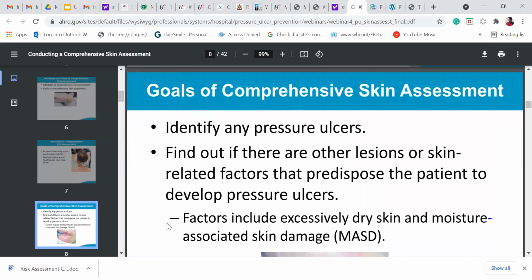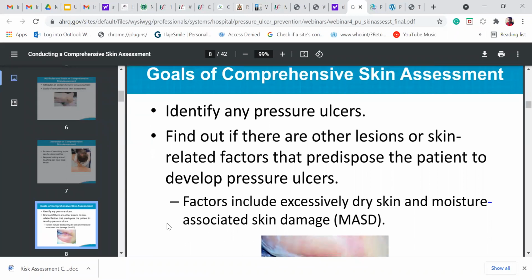The reason why we are doing a comprehensive skin assessment is because it's important to identify any pressure ulcers, to find out if there are any lesions or skin-related factors that predispose the patient to develop pressure ulcers, and what the factors are, including excessively dry skin or moisture-associated skin damage.